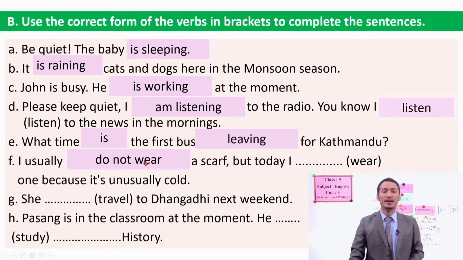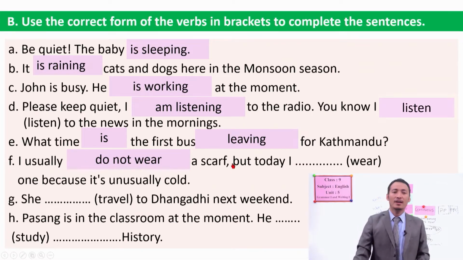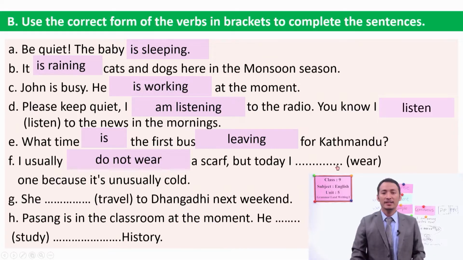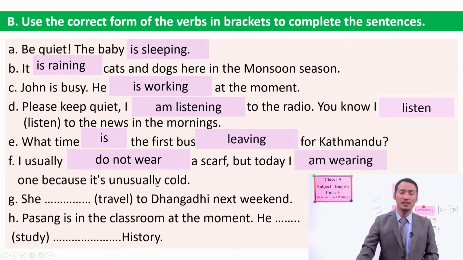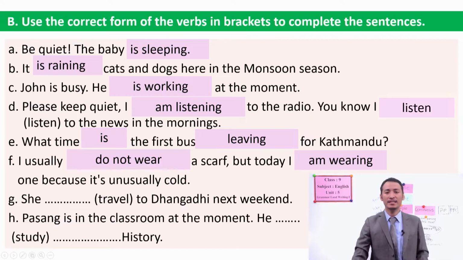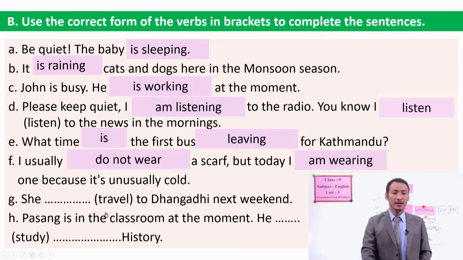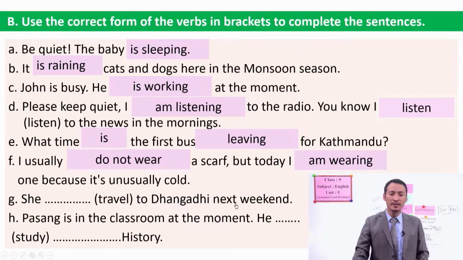Look at this. Wear is a verb 1, okay, and do is a verb 1 here, and we have made it negative. Scarf, but today I am wearing one because it's unusually cold, so I am wearing. So that's the situation happening. And she travel to Dhangari next week. How do we make it a correct sentence?